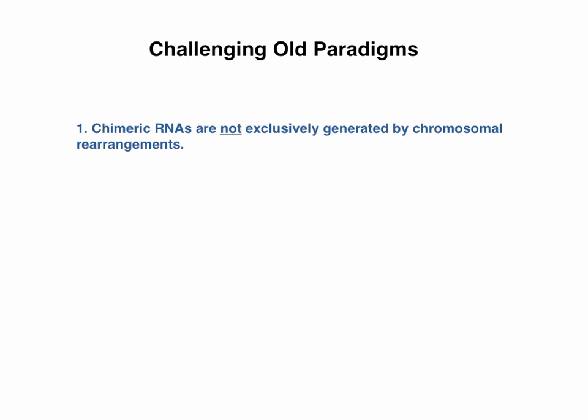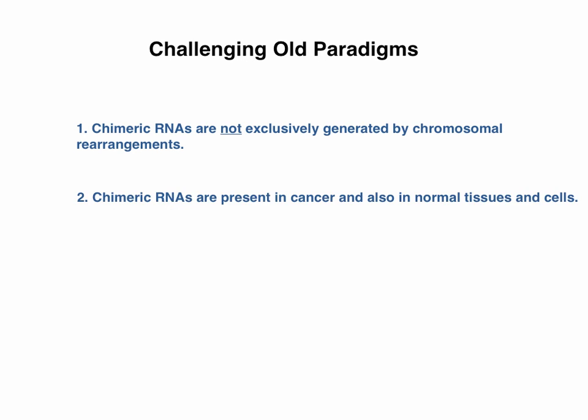These findings of alternative mechanisms challenge the traditional view of chimeric RNAs as exclusively the product of chromosomal rearrangement. In addition, these non-canonical splicing products are found in normal tissues and cells, challenging another paradigm that fusions and fusion products are unique features of cancer cells.